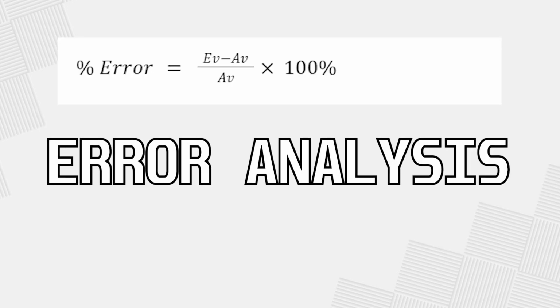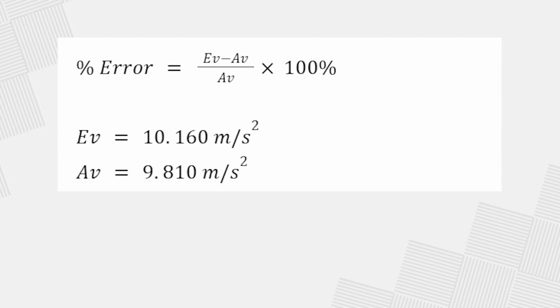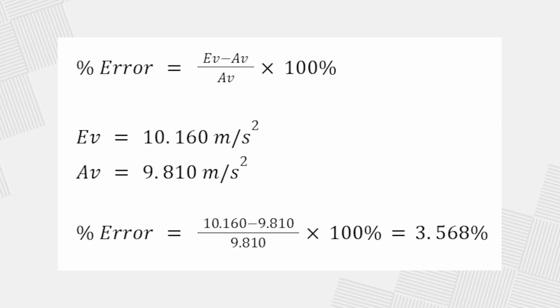To find the percentage error, we need to use the formula EV minus AV per AV times 100%, with EV being 10.160 meter per second squared and AV being 9.81 meter per second squared. In this experiment, our percentage error is 3.568%.